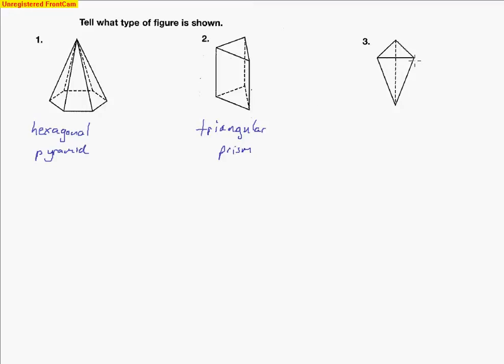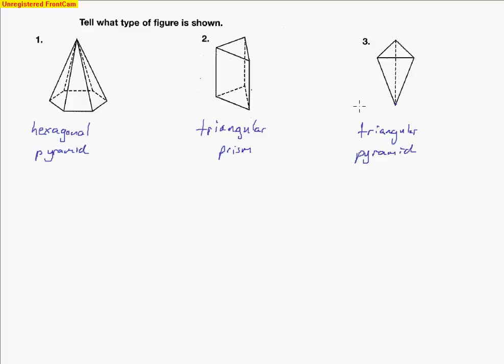Now looking at this one, it's hard to tell because it doesn't look as three-dimensional as the other ones do, but it is. And what we have here is this is the vertex down here. This is probably the base right here. And so this is a pyramid, and it's got a triangle as the base. So we call this one a triangular pyramid.